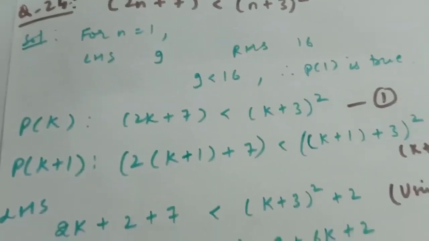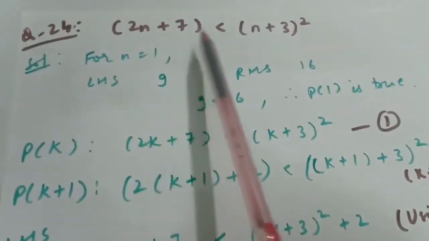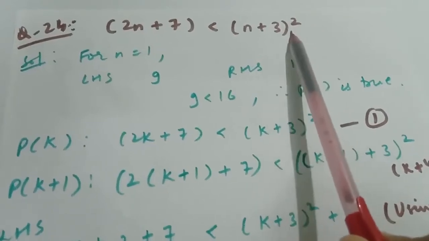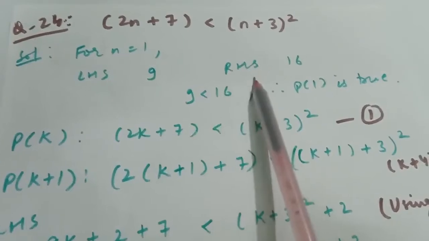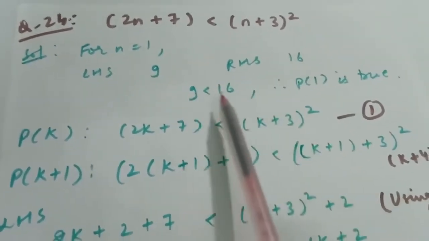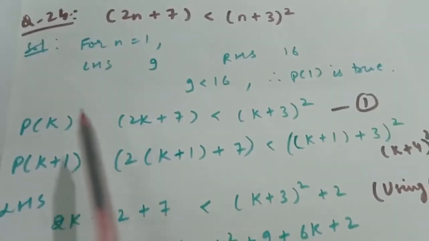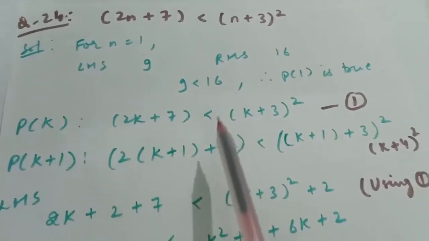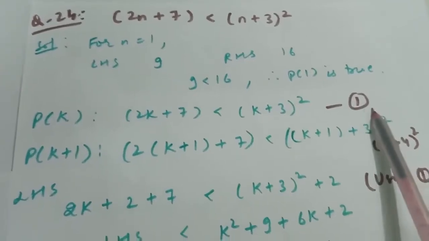So in question number 24, it is an inequality type. We have to prove that 2n plus 7 is less than (n plus 3) whole square. So first of all, assume the statement as Pn. Now for n equal to 1, LHS is 9. RHS will be (3 plus 1) which is 4 square, which is 16. So 9 is clearly less than 16. Therefore P1 is true. Now we will assume that Pk is true, that is 2k plus 7 is less than (k plus 3) whole square. Let this be 1.